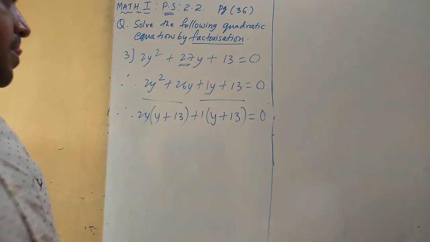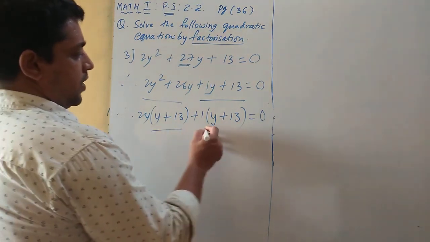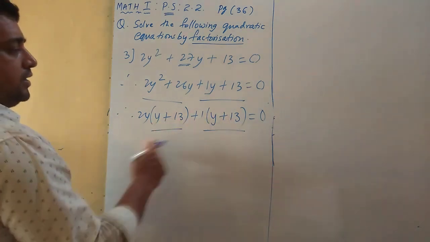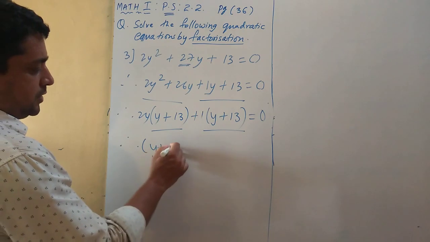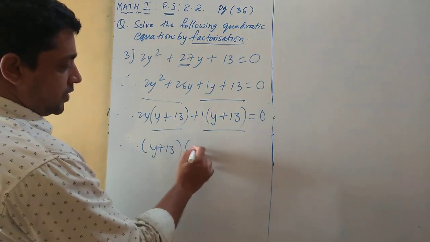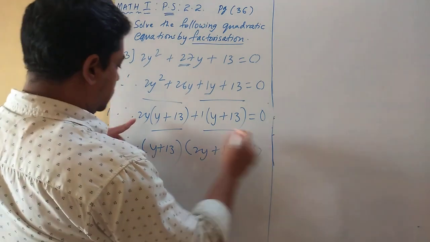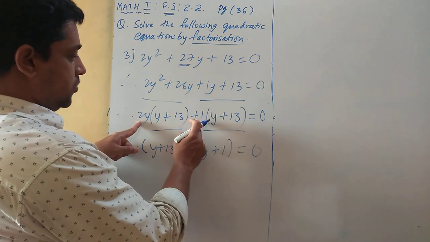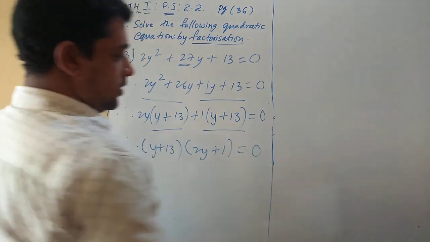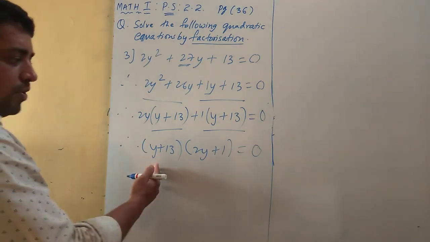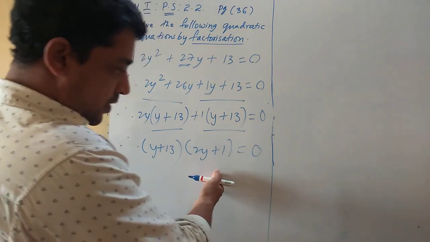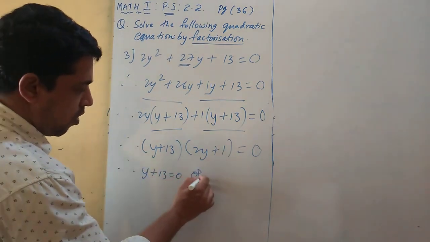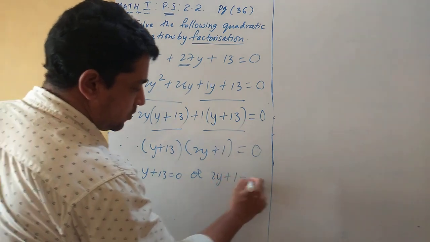Okay, so that's it. Once I've done this, again we find a common binomial factor. Okay, there is your binomial y plus 13. So I'll write it y plus 13, and the uncommon binomial factor 2y plus 1 will be 0. Check. y plus 13 is your common binomial factor, and 2y plus 1 is your uncommon. Similarly, you can proceed. Either this will be equal to 0 or 2y plus 1 is equal to 0. So I write therefore y plus 13 is equal to 0 or 2y plus 1 is equal to 0.